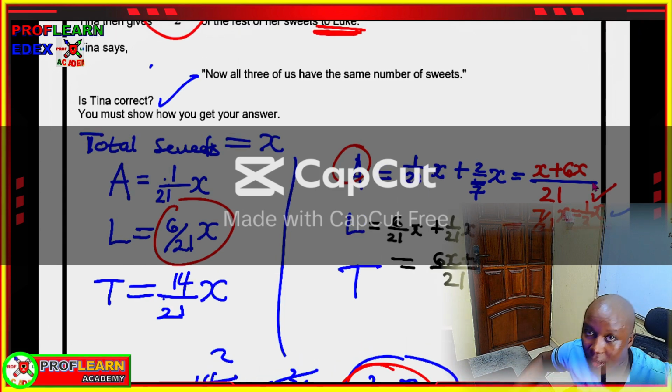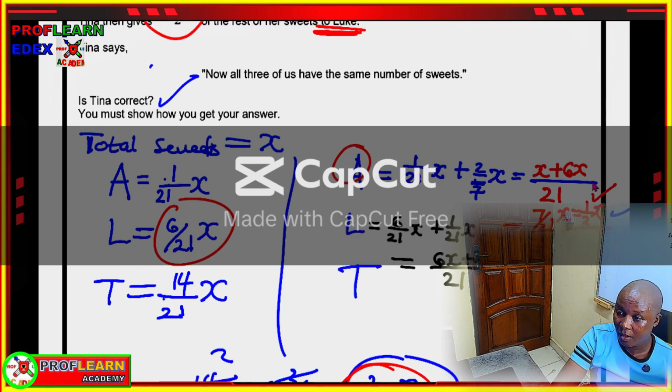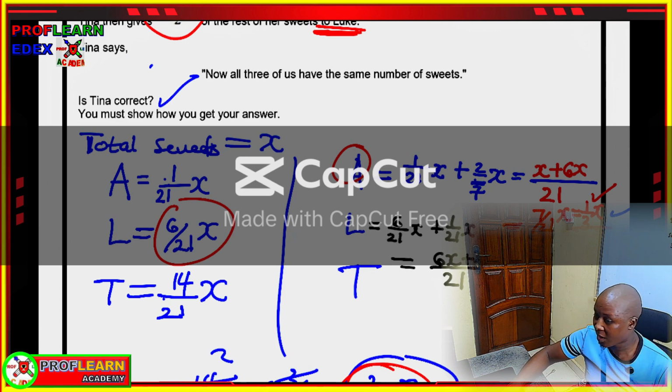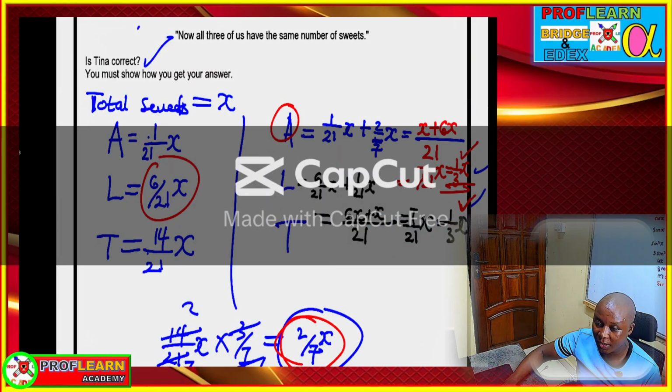So the statement given by Tina, that we are all having the same, is also correct. That is exactly what I was trying to show: whatever statement Tina gave, the statement that was given by Tina is the correct statement.